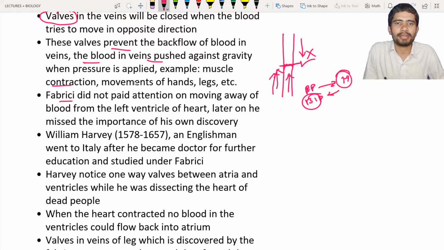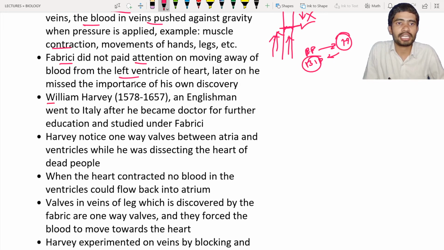Next, Fabrici did not pay attention to how the blood is moving from the left ventricle. In those days, people were thinking about the movement of blood from the left ventricle of the heart, but the scientist Fabrici did not pay attention to it. As the years passed, he forgot his own discovery. After that, there is another scientist known as William Harvey. He belongs to the years 1578 to 1657. He is an Englishman.